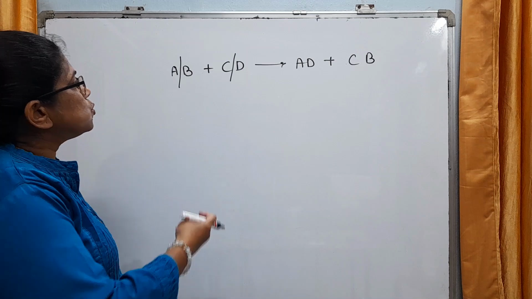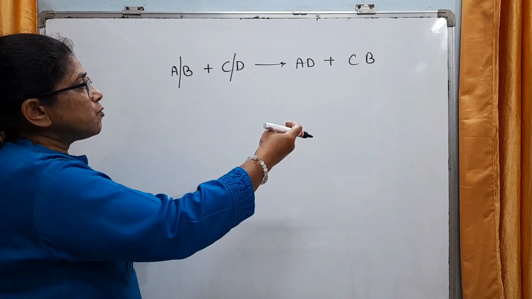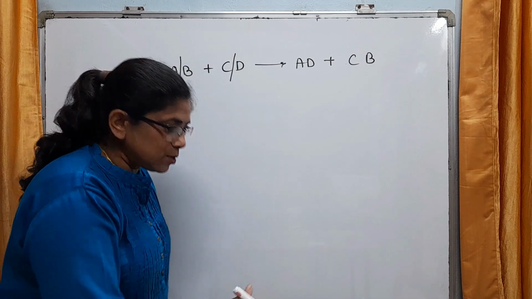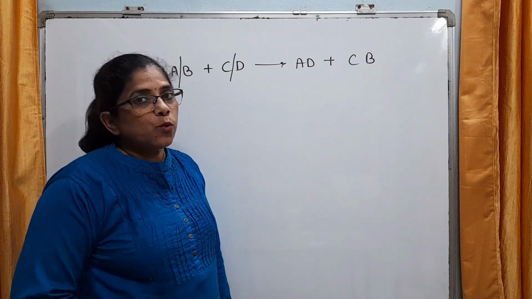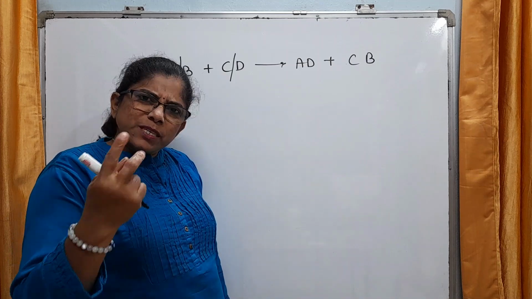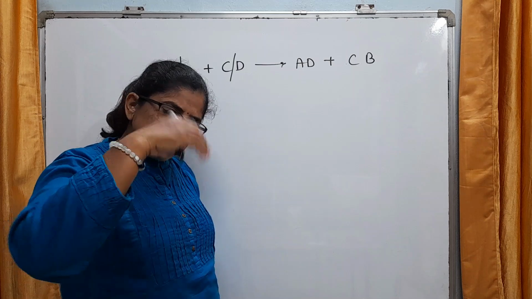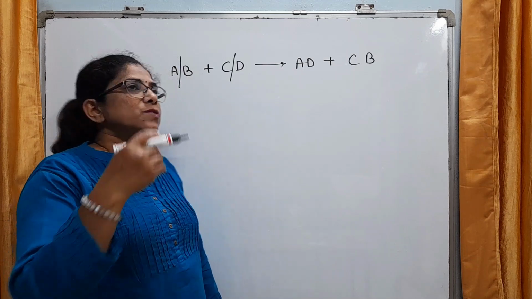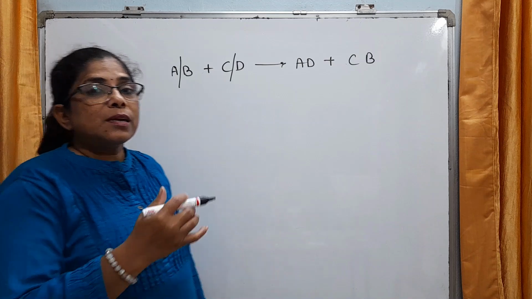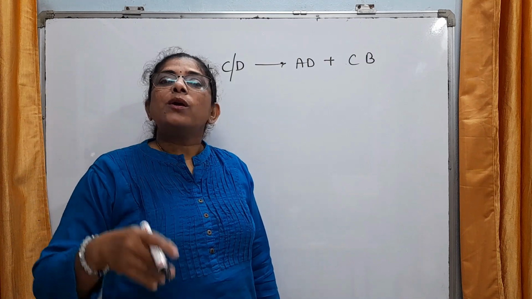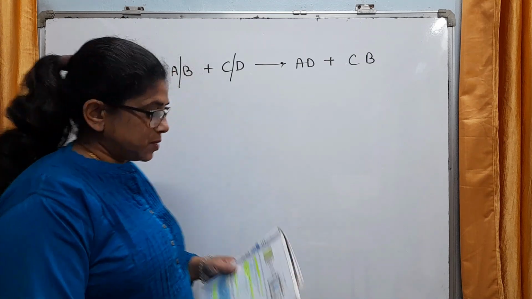So like this, the two new compounds are formed. Two compounds break and two new compounds are formed. Means here what happens? Displacement takes place twice. Decomposition also takes place twice. So such reactions are called as either double displacement or double decomposition reactions.